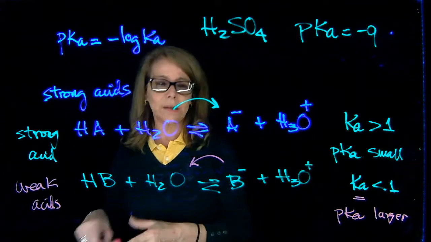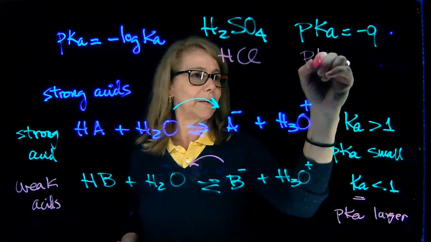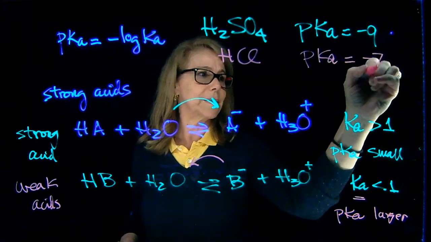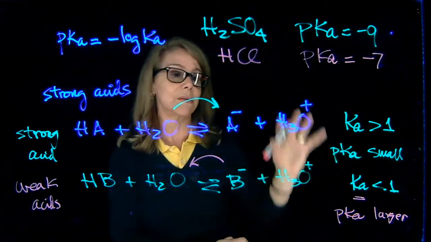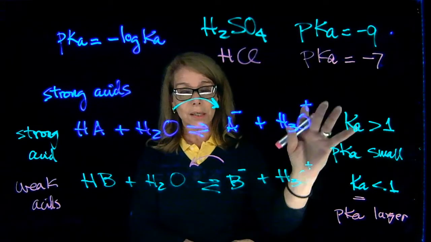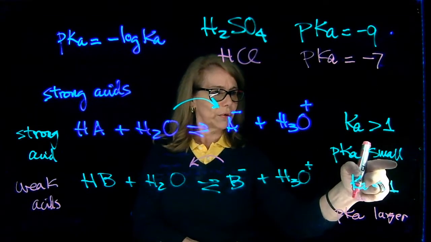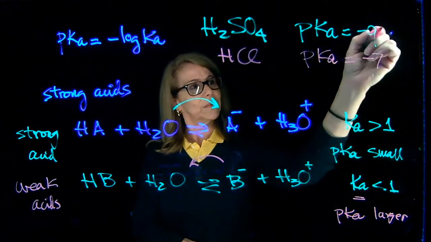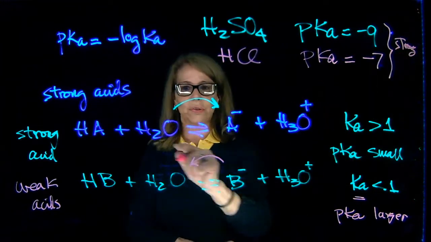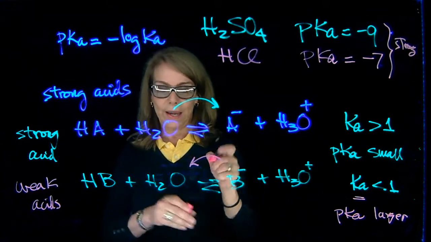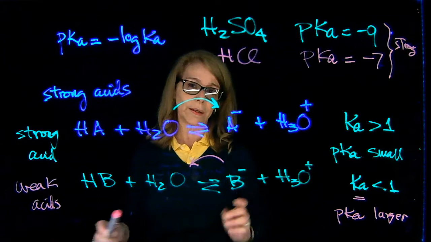If we consider hydrochloric acid, the pKa here is -7. It's still a negative number. So in the order of 10 to the 7 would be the constant for this equilibrium. Again, completely product favor. So these two acids are very strong and are completely dissociated into hydronium and the corresponding conjugate base.